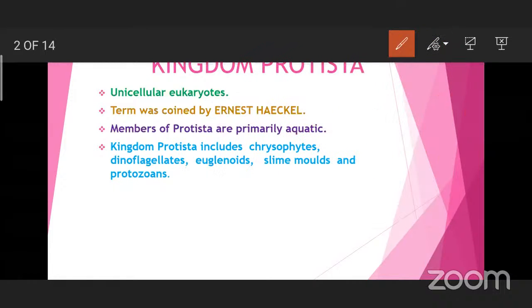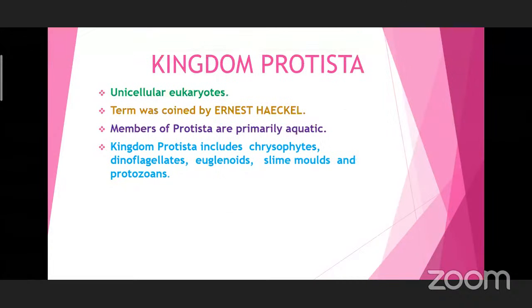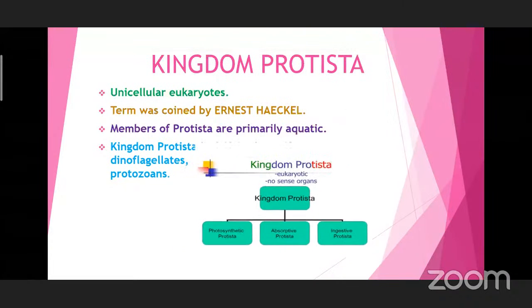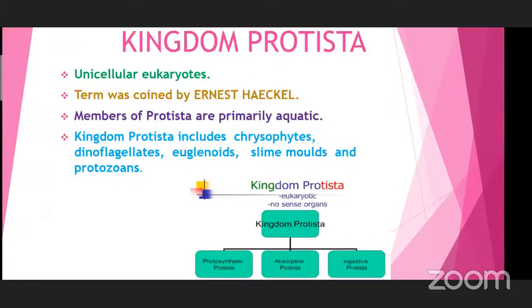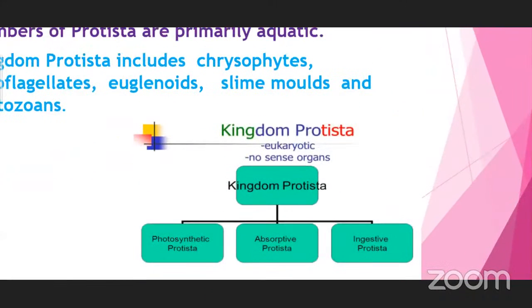So here, the kingdom Protista has three types. If you see the next part of this slide, you can understand. Yes, this one, kingdom Protista. In your textbook, it is given as chrysophytes, dinoflagellates, euglenoids, slime molds, and protozoans. For a clear vision, you can have a look. It can be classified based on nutrition: the photosynthetic Protista, the absorptive Protista, meaning heterotrophs, and the ingestive Protista, that means the saprophytes.